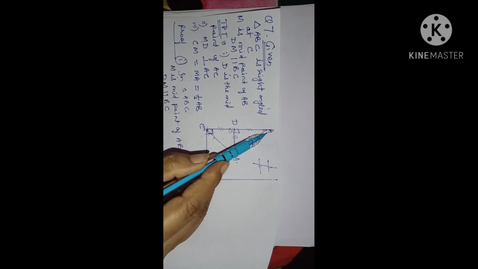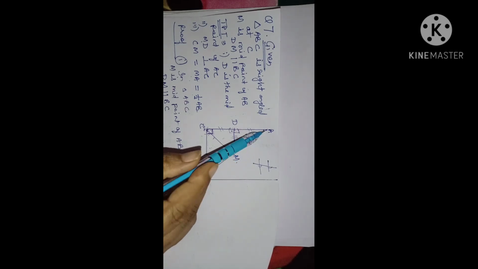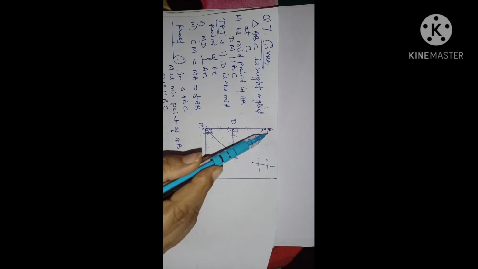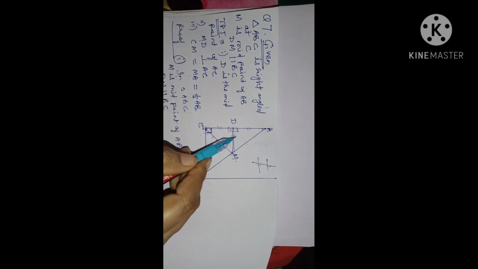Also, M is a midpoint of AB. ये भी हमें दिया है. So, we can write AM is half of AB. Correct? So, therefore, we can write AM equal to CM equal to half of AB. I hope आपको समझ में आया होगा. Let's prove this. First of all, we are going to prove these two triangles congruent.